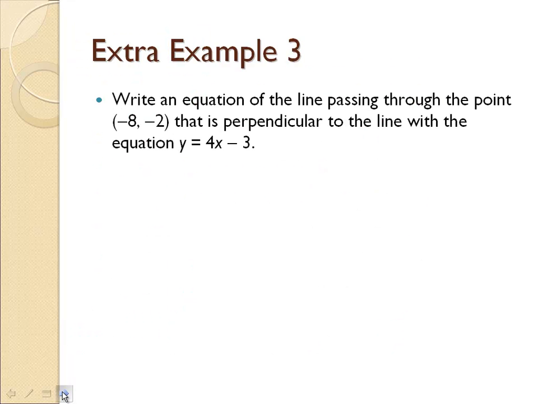So pause the video and try this one on your own. Try and follow our 3 steps to solve this one.